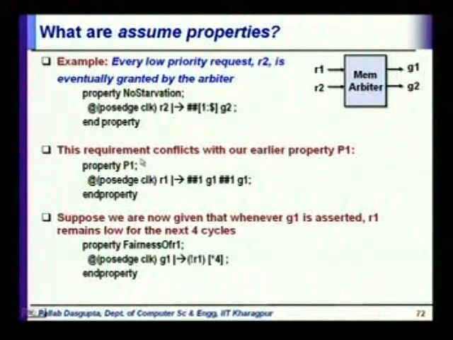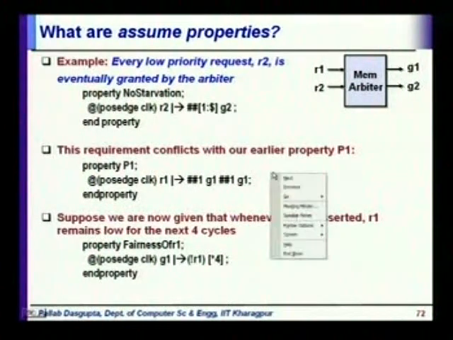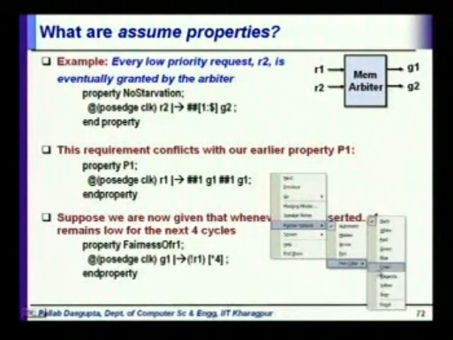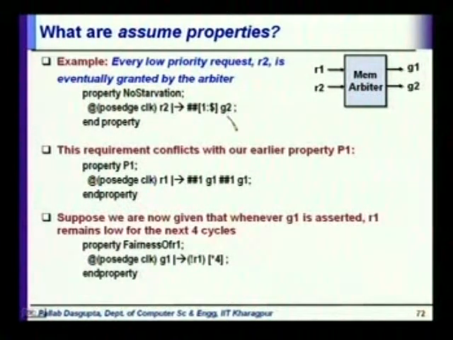Because G1 has to be high for 2 cycles and there G2 can be high in the second cycle. No, but this one only says that G2 has to be high sometime in the future. It should be the second cycle. No, sometime means any time in the future. If you can satisfy G2 any time in the future, say 3rd cycle, 4th cycle, then also this property is all right. This one just says that sometime in the future G2 must be true. But there is still a conflict between these two.